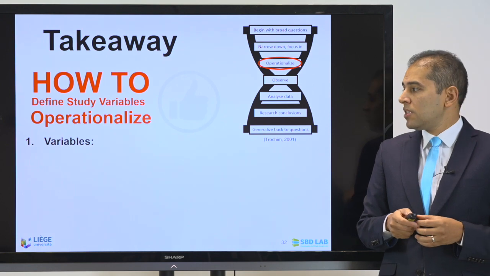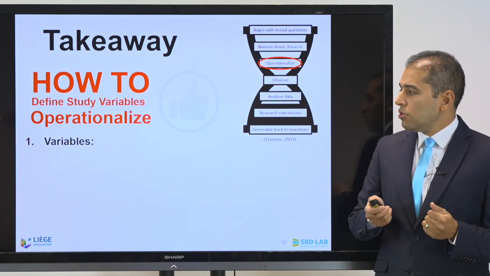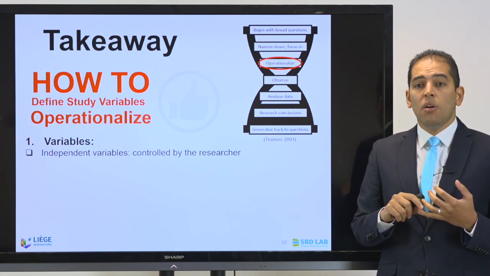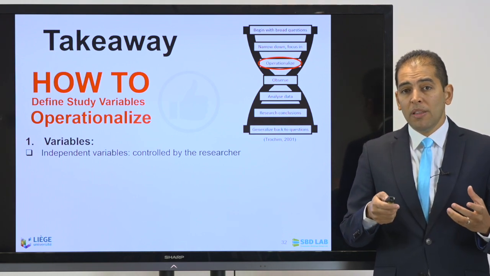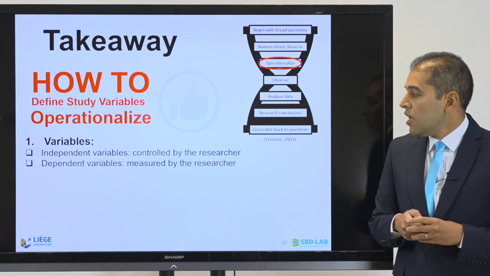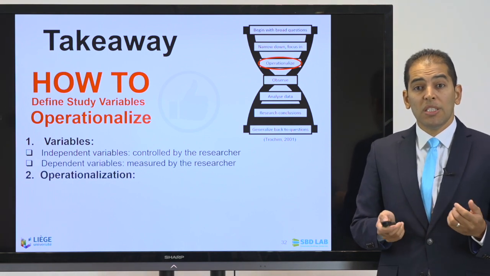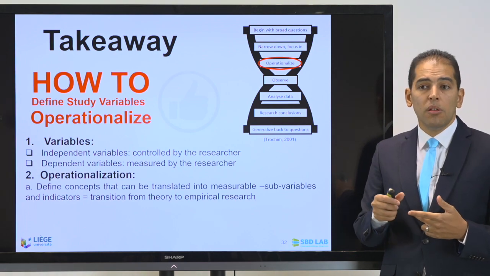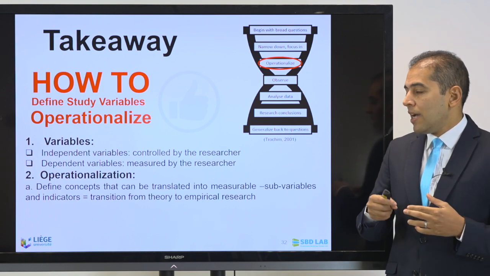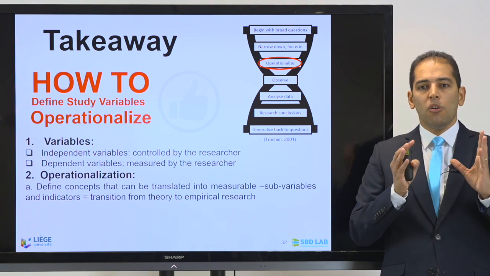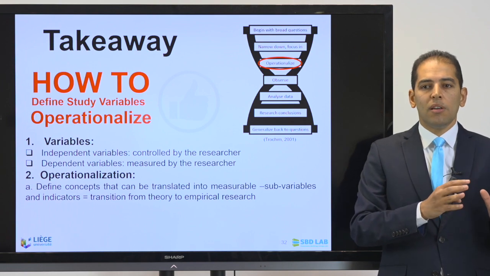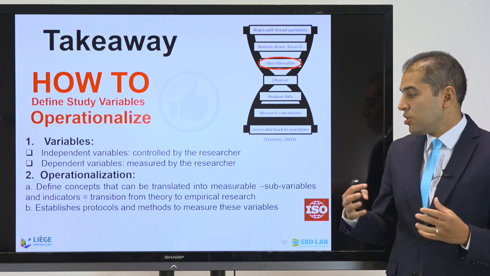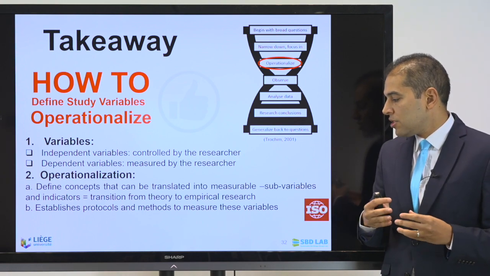It's important to understand that in order to do the operationalization, I need first to define my study variables and my indicators. What will be the independent and the dependent variables of my study? What will be my operationalization steps that I need to take care of? Defining the concept so that it can be translated into measurable sub-variables or indicators. And this is important so that you don't forget that operationalization is simply transitioning from theory to empirical research. Also, you need to establish a protocol and the methods to measure these variables.